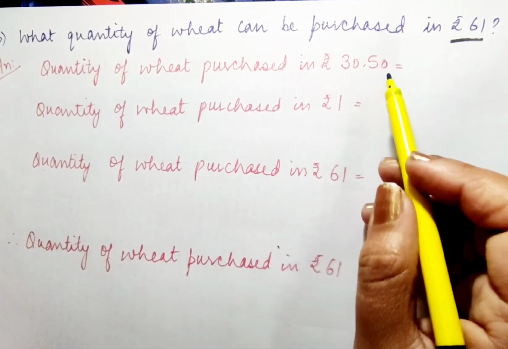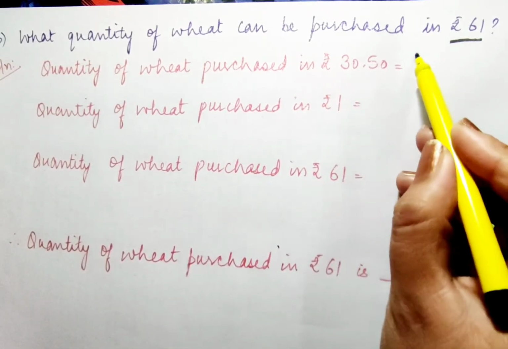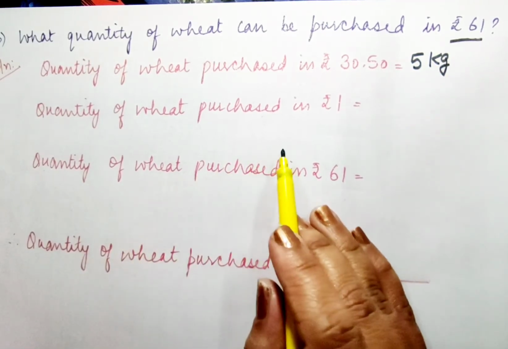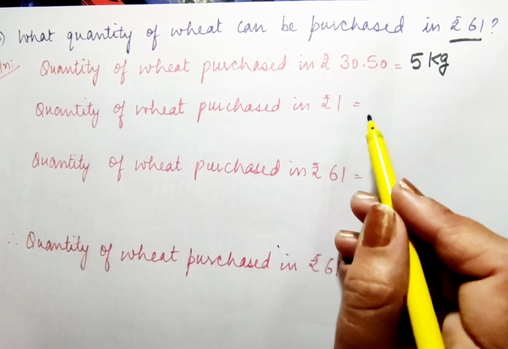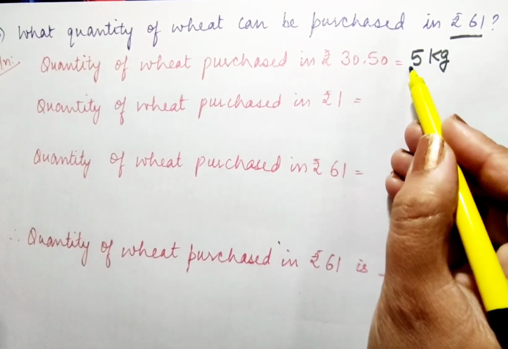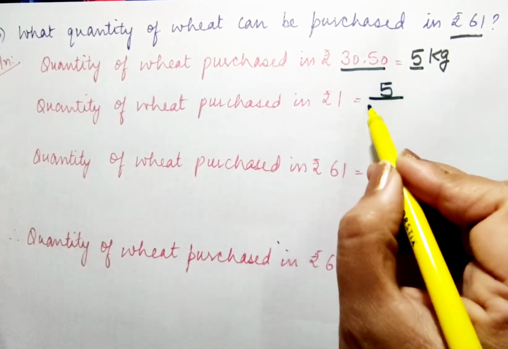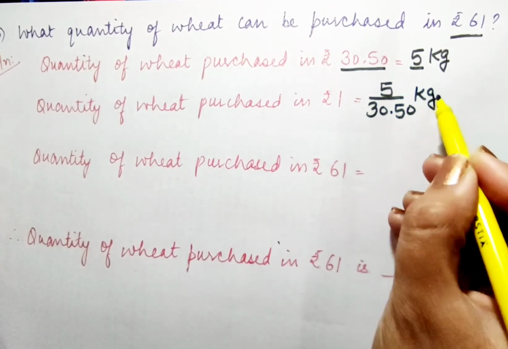So quantity of wheat purchased in rupees 30.50 was 5 kg. This was given in the question, right? Quantity of wheat purchased in rupees 1. Again from many to 1. So now students, here just check. We have to divide 5 by rupees 30.50. It will be written like this.